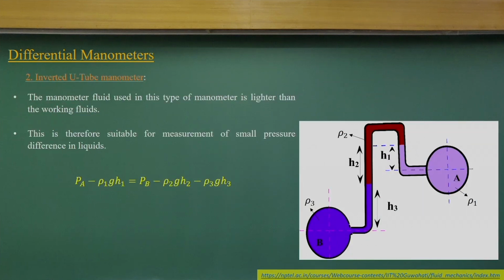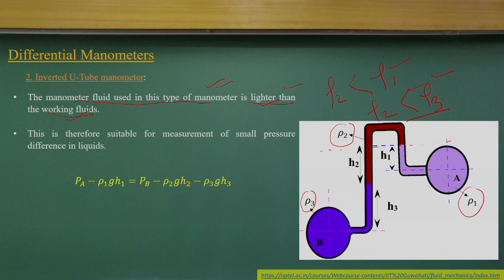Now, if I have an inverted U-tube manometer, okay, that is the inverted case, this is the manometer. The manometer fluid used in this type of manometer is lighter than the working fluid. So, these are the working fluids, rho 1 and rho 3 are two different densities of the working fluid, but rho 2 is the density of the manometric fluid, and this manometric fluid is lighter than the working fluid. That means rho 2 is less than rho 1 and rho 2 is less than rho 3. So, as it is an inverted case, I am considering this as the surface for me.